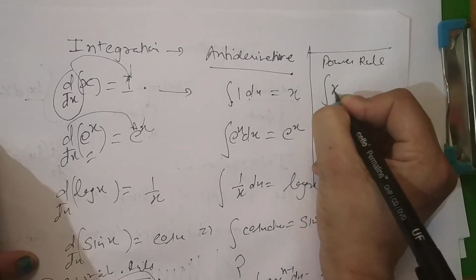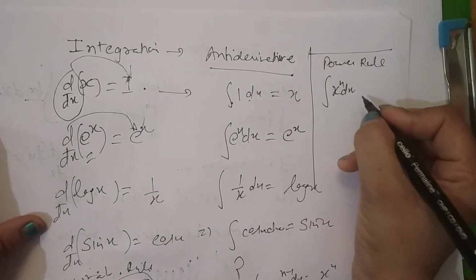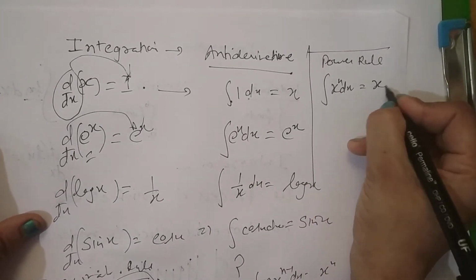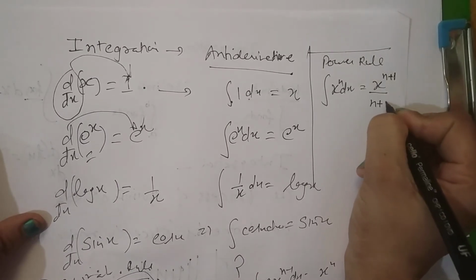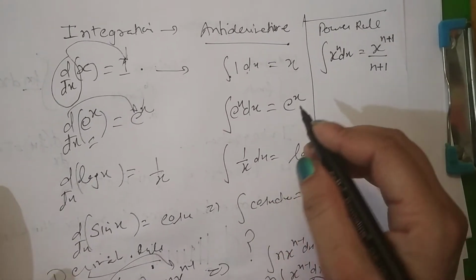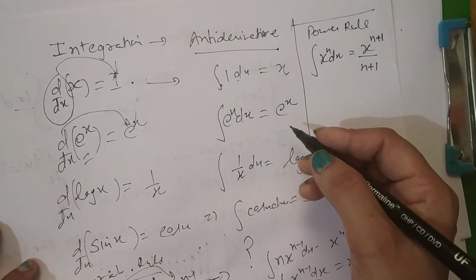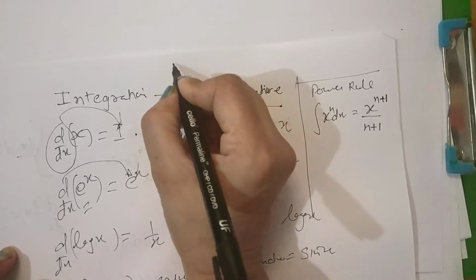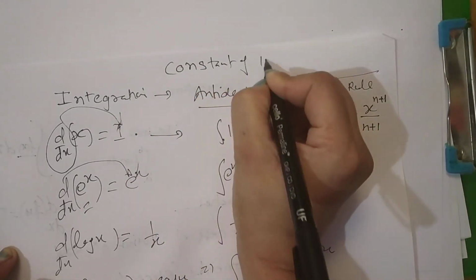That means if we have x raised to power n, for which we have to find the integral, what will be this? Power will be increased by 1. It will be n plus 1 now, and divide by the increased power. And one more thing that is very important that we usually forget is the constant of integration. The concept of constant of integration.